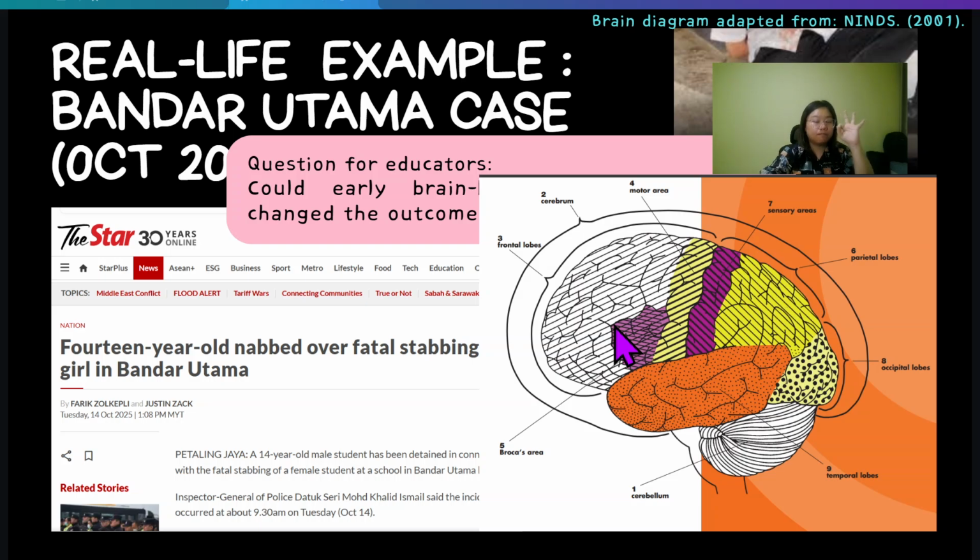Third, the hippocampus, the seahorse shape. Trauma can affect the hippocampus, which impacts memory and learning. After the incident, the court ordered a psychiatric evaluation. The student was found fit to stand trial, and he continued to receive monthly psychiatric treatment while in detention. This case is also a reminder for schools that they need to do more than just discipline. We need to understand what's going on in the student's brain, especially when they are going through stress or trauma.